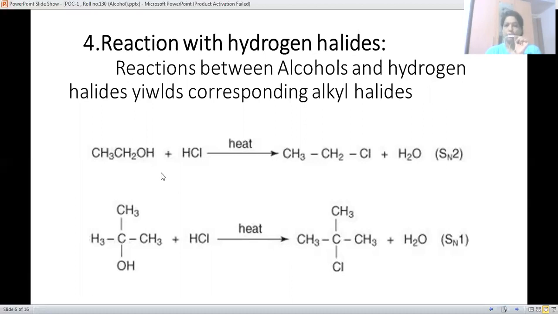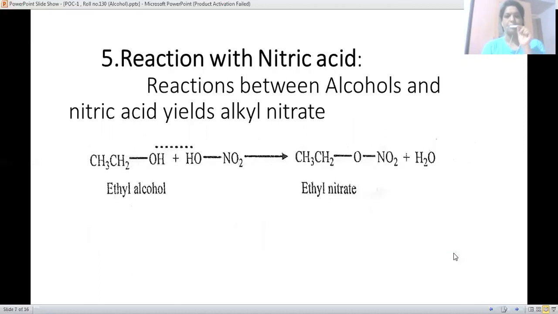The reaction with a hydrogen halide. Ethyl alcohol will react with HCl in the presence of heat. The product will be formed as the ethyl halide or ethyl chloride with the release of one water molecule. If we have a primary alcohol, it is called SN2. If it is not a primary carbon, then we will see the SN1 reaction mechanism.